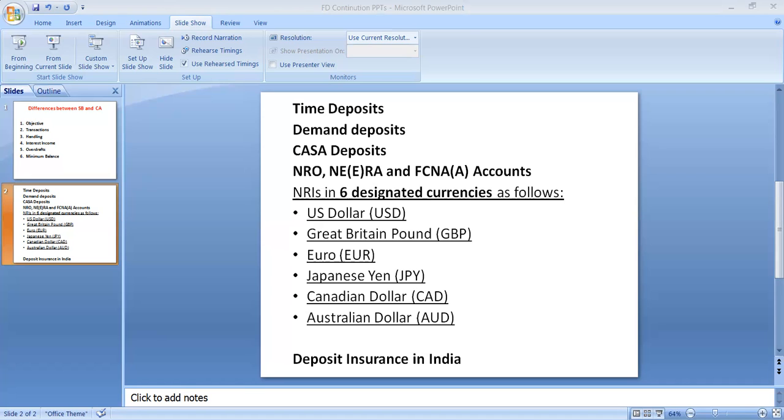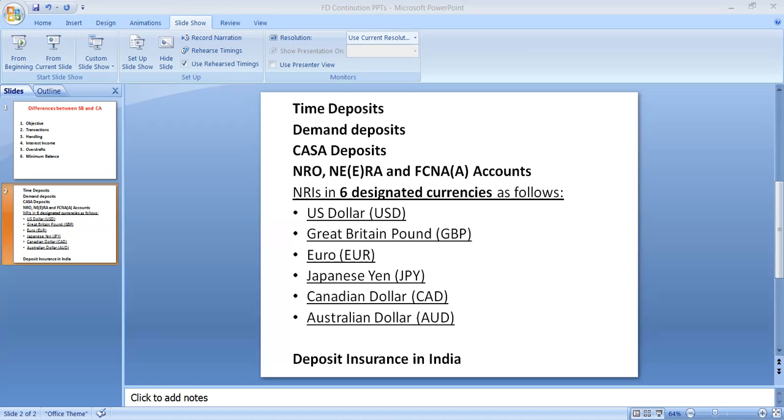So Deposit Insurance and Credit Guarantee Corporation is a subsidiary of RBI, Reserve Bank of India. It was established on 15th July 1978. When a bank covered by DICGC fails or undergoes liquidation or is merged with another bank, the DICGC pays the amount due to depositors via the officially appointed liquidator in a time-bound manner.